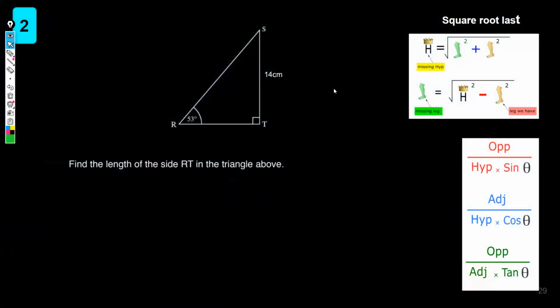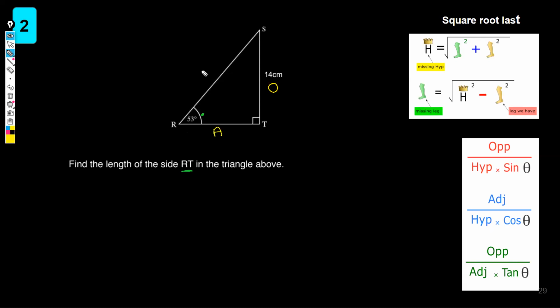Right. So question 2 here. Nothing special here. You just want to find the side RT. So that's this guy here. From R to T, figure out whether it's sine, tan, or cosine. So you're standing by the 53. Let's see what happens here. That 14 is opposite the 53 degrees, and this RT is the adjacent side.